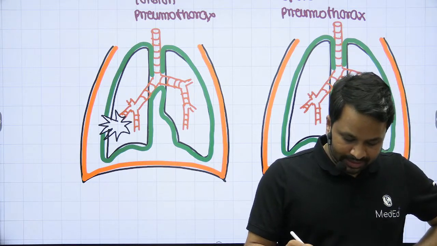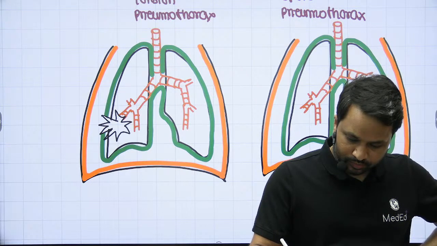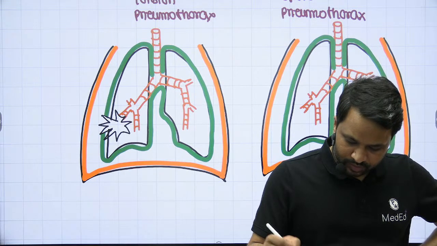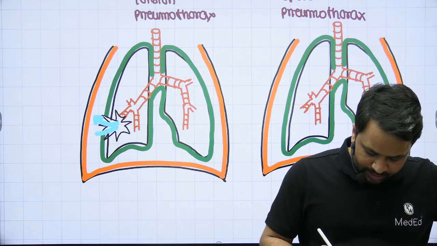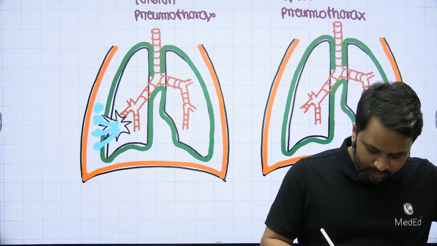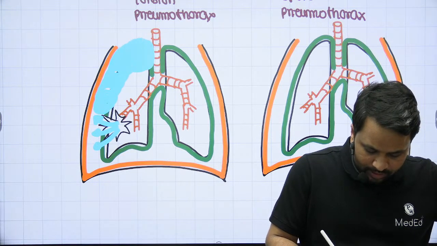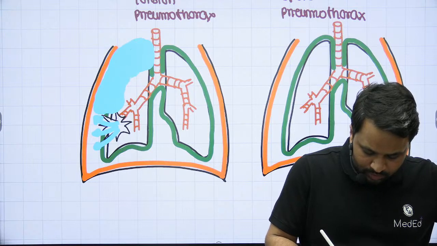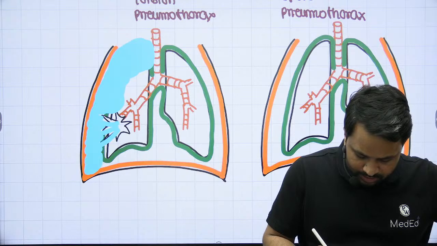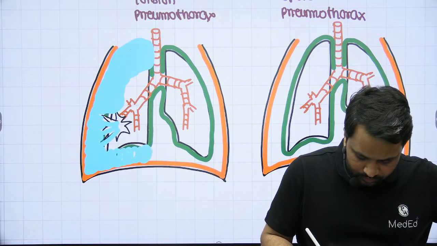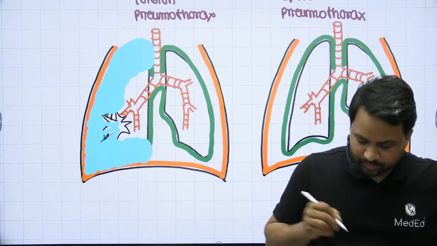What is going to happen? The air is going to come out from here. With every inspiration, the air is going to leak out. As more and more air leaks out, it gets accumulated here, and as more and more air accumulates, it is going to compress the lungs.